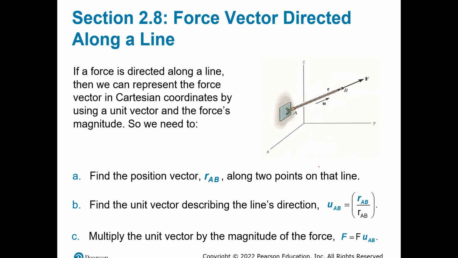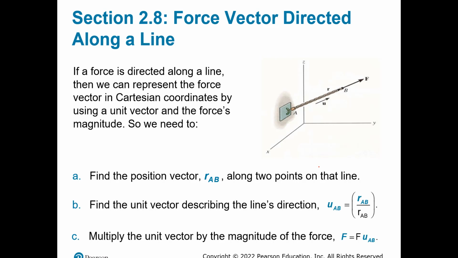So why is this important? The position vector is important because now we're going to be introduced to another formula in order to find more forces. You're going to be introduced to something called a force vector directed along a line. If a force is directed along a line, then we can represent the force vector in Cartesian coordinates by using a unit vector and the force magnitude.